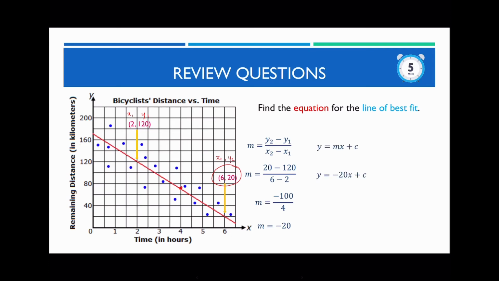So we'll follow the same steps again. Now, in this case, substitute one of the coordinates. So I want to substitute 2, 120 this time. As I said, it doesn't really matter at all, but obviously choose the coordinate that has small values in general. So if you did this, it would look something like this.